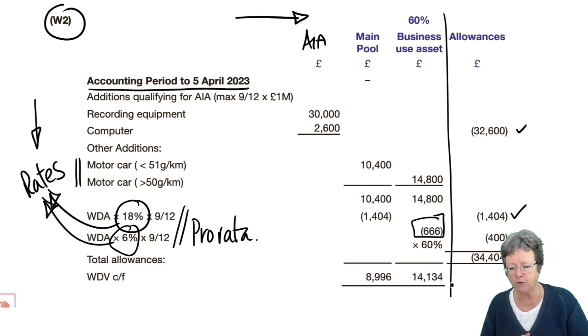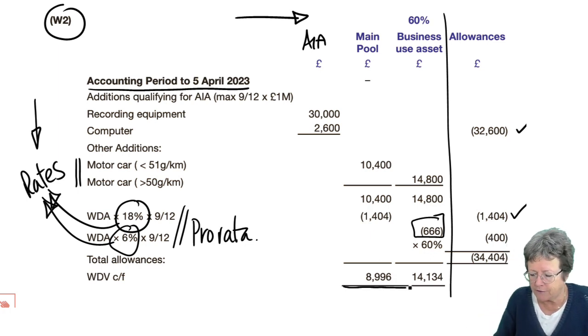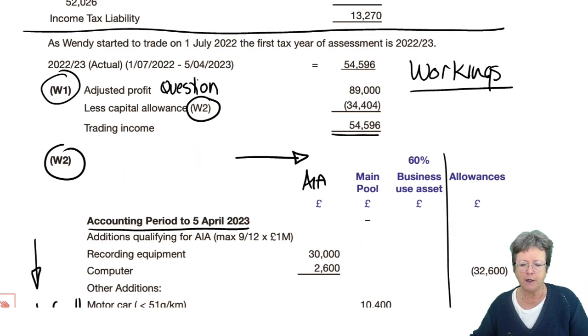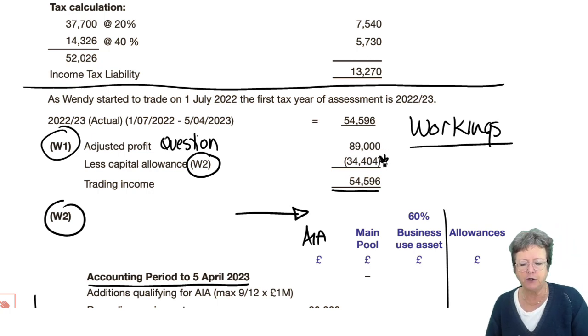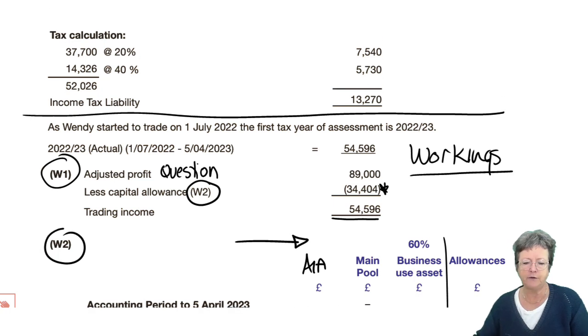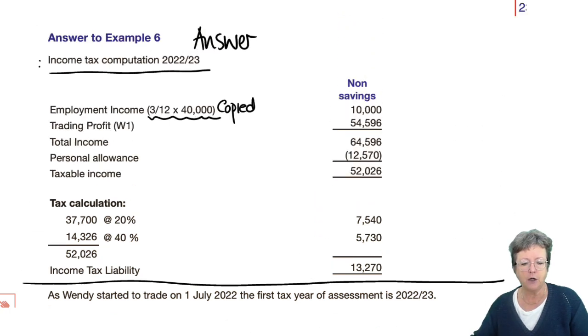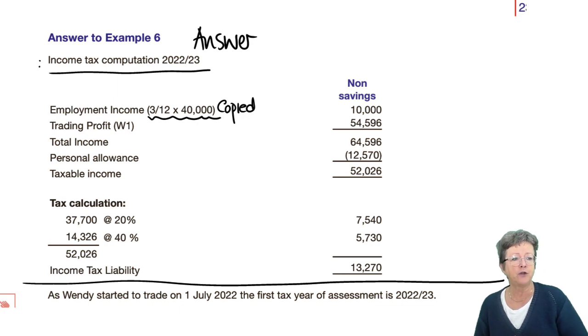So 34,404 is our answer. Make sure you always finish off your computations, make them nice and neat. 34,400 therefore appears here. We deduct that from the adjusted profits, giving us 54,596, which then goes into her income tax computation.